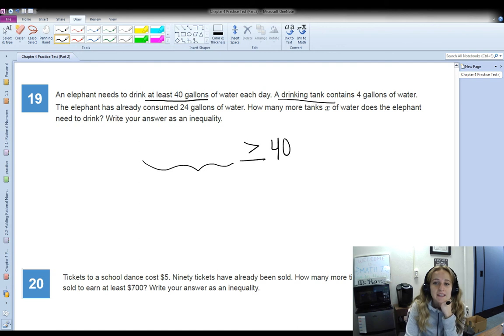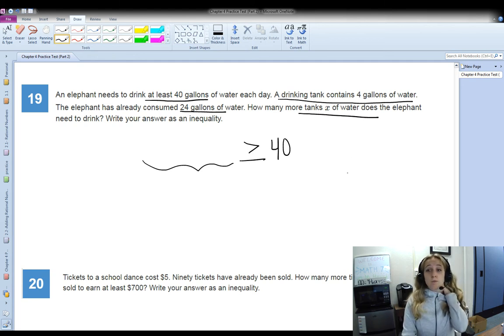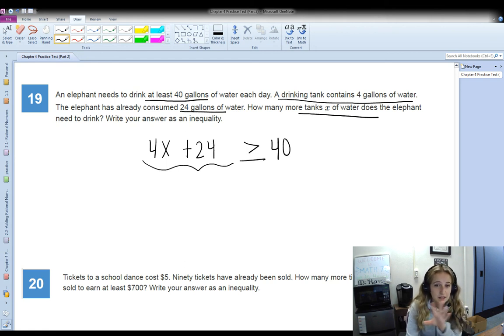Okay, a drinking tank contains 4 gallons of water. The elephant has already consumed 24 gallons of water. How many more tanks x does the elephant need to drink? This is going to be a two-part equation because 4 gallons of water per tank, so it's going to be 4x. That is how many gallons of water and how many tanks he drinks. The elephant has already drunk 24 gallons, so we need to add that to this to make it consistent with the information that they gave us.